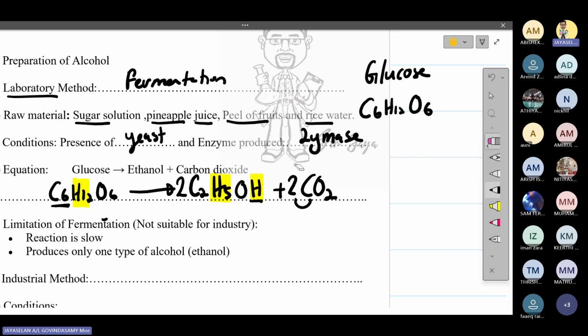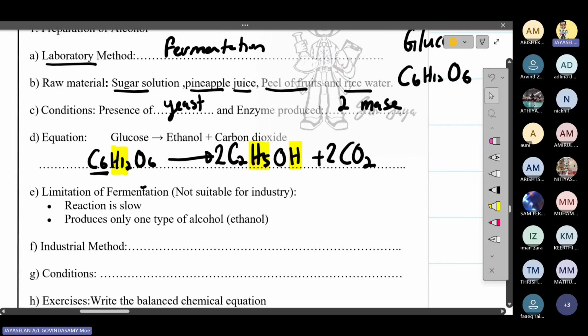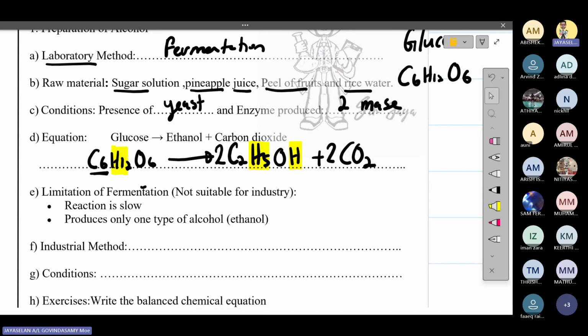But this reaction is a slow reaction. Dia tak sesuai untuk industri. Why is it not suitable? Akan ditanya dalam exam. Kalau ditanya dalam exam, why this reaction is not suitable for industry, you bagi tahu it is a slow reaction, 1 markah, and it only produces one type of alcohol. Dalam ni dapat ethanol saja. If you want to produce methanol, tak boleh. If you want to produce propanol, tak boleh. So this reaction is not recommended for industrial purpose because it's a slow reaction and produces one type of alcohol, which is ethanol.